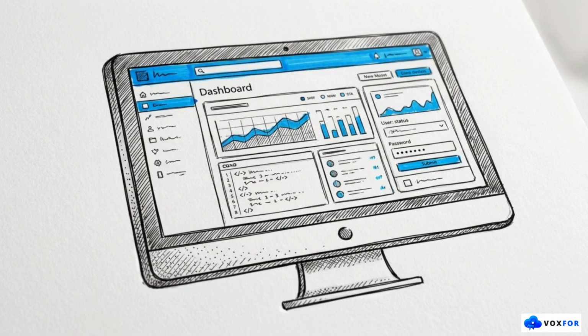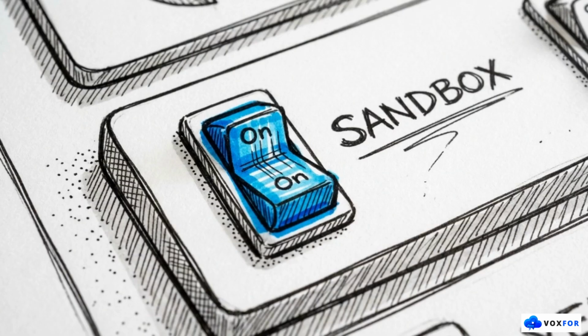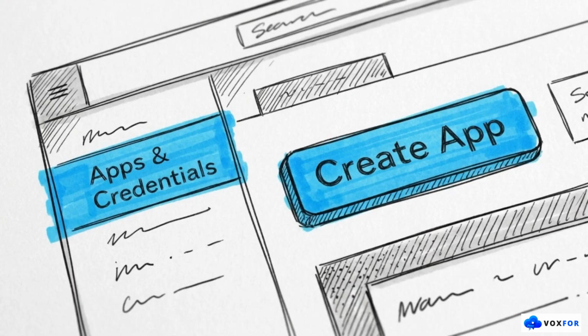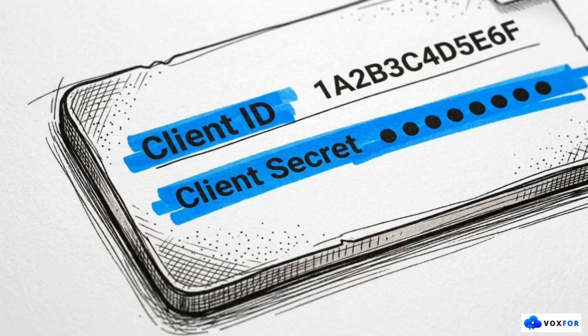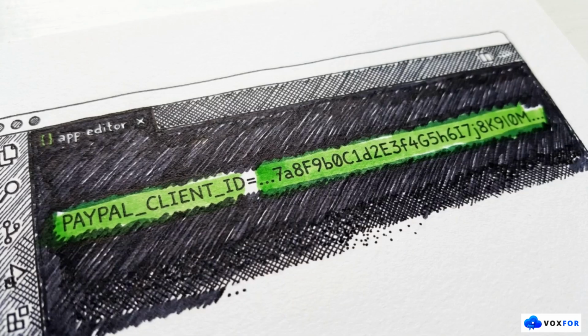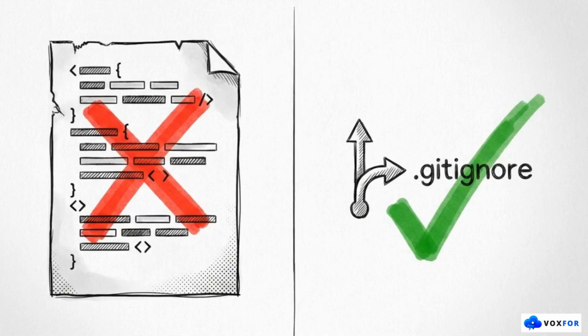Step 1 is setting up the Sandbox environment. Log in to the PayPal developer dashboard and locate the Sandbox toggle to ensure all actions remain in the testing environment. Navigate to the Apps and Credentials menu. Create a new application, and PayPal will provide a unique client ID and client secret for your project. Store these credentials in your environment variables. Do not hard-code them into your PHP source files, as this keeps your secrets out of your version control system.